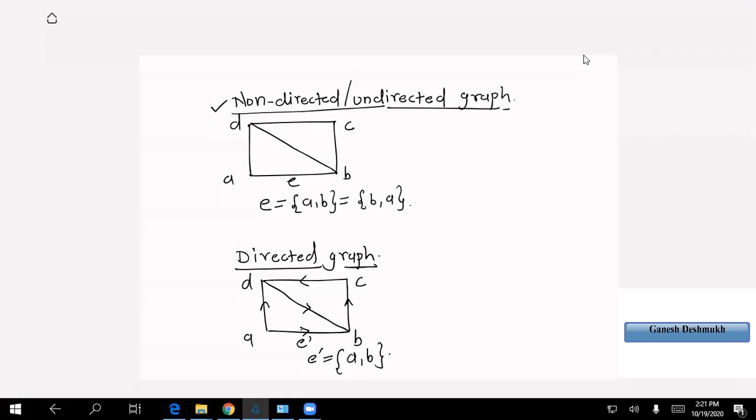So the difference is that any edge in a non-directed or undirected graph I can represent as AB or BA. AB or BA are both the same. But in the case of a directed graph, edge AB is not the same as BA, right? Because in a directed graph, the direction of the edges is important.